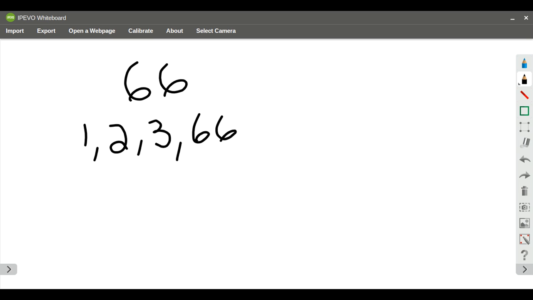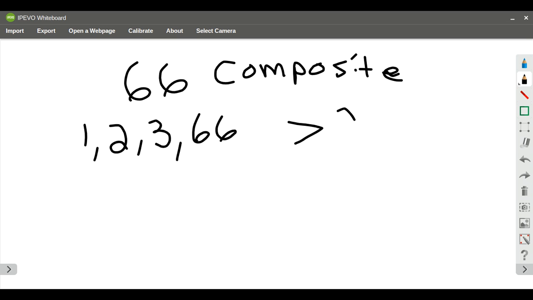There's a lot more factors for 66, but because I was able to find more than 1 and itself, 66 is not a prime number. This is what we call a composite number. So a composite number is going to have greater than 2 factors, whereas a prime number only has 2 factors. It has exactly 2 factors, 1 and itself.